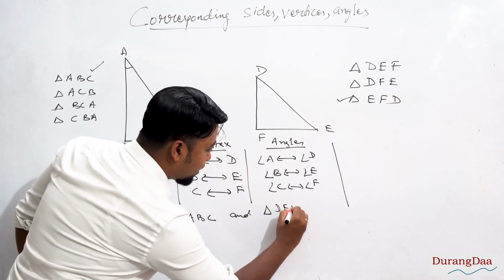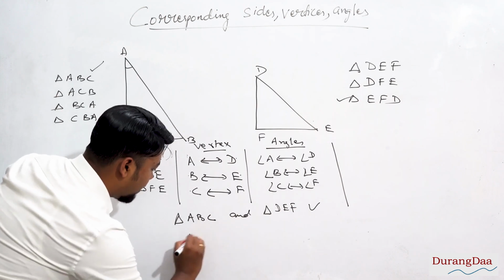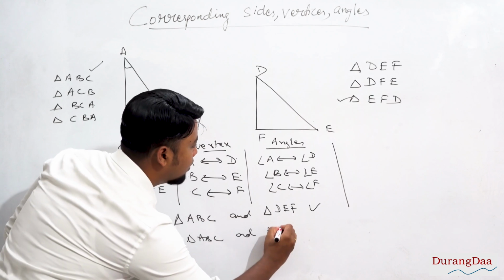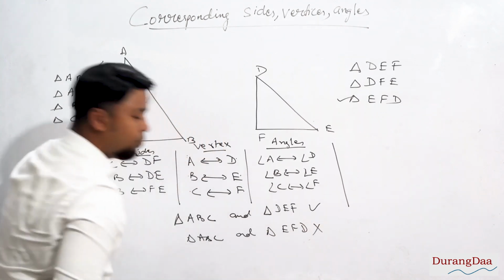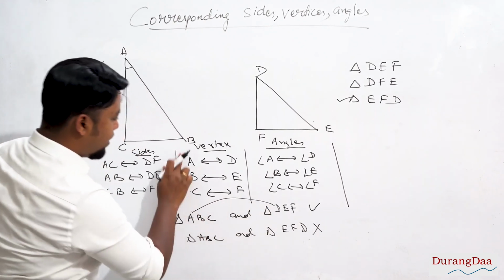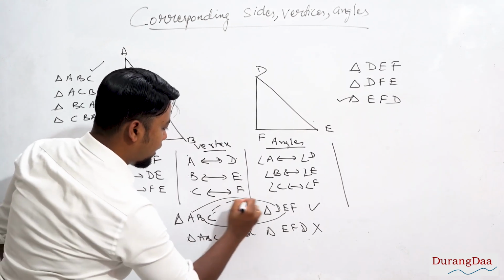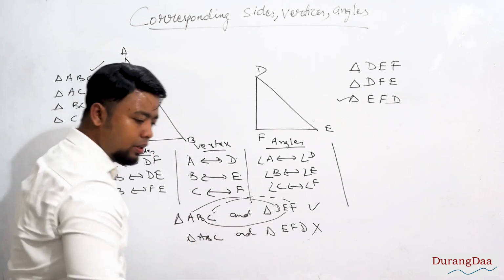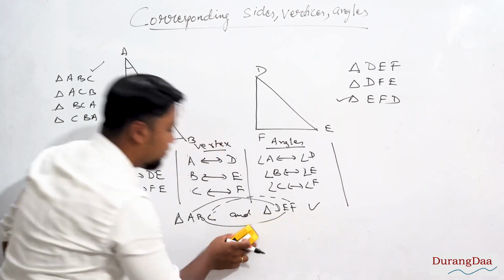Triangle D, E, F. This is the correct way. Alright, if I would have written triangle A, B, C and triangle, let's say, E, F, D, that would be totally wrong, because you check the order of vertex A and D, B and E, and C and F are in the same order. Alright, so this is very important, very crucial.